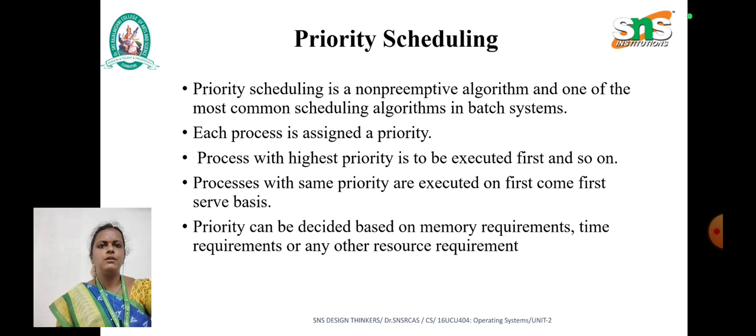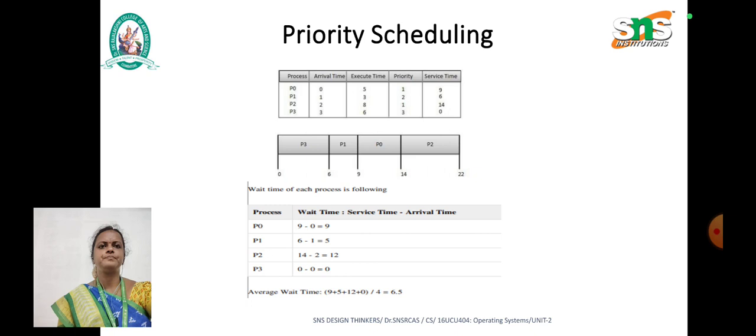Priority scheduling. Priority scheduling is a non-preemptive algorithm and one of the most common scheduling algorithms in batch systems. Each process is assigned a priority. The process with higher priority is to be executed first and so on. Processes with the same priority are executed on a first come first serve basis. Priority can be decided based on memory requirement, time requirement or any other resource requirement.